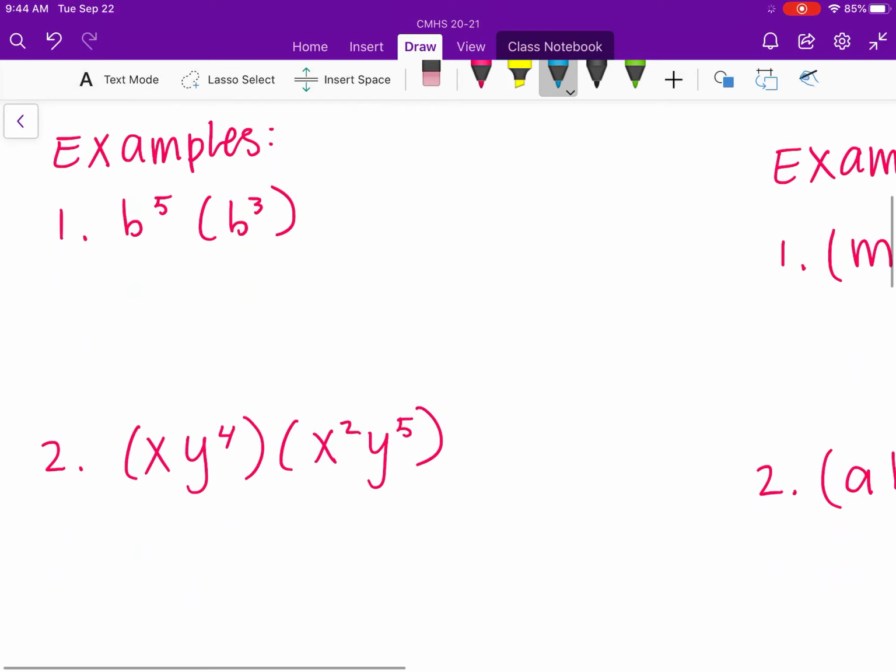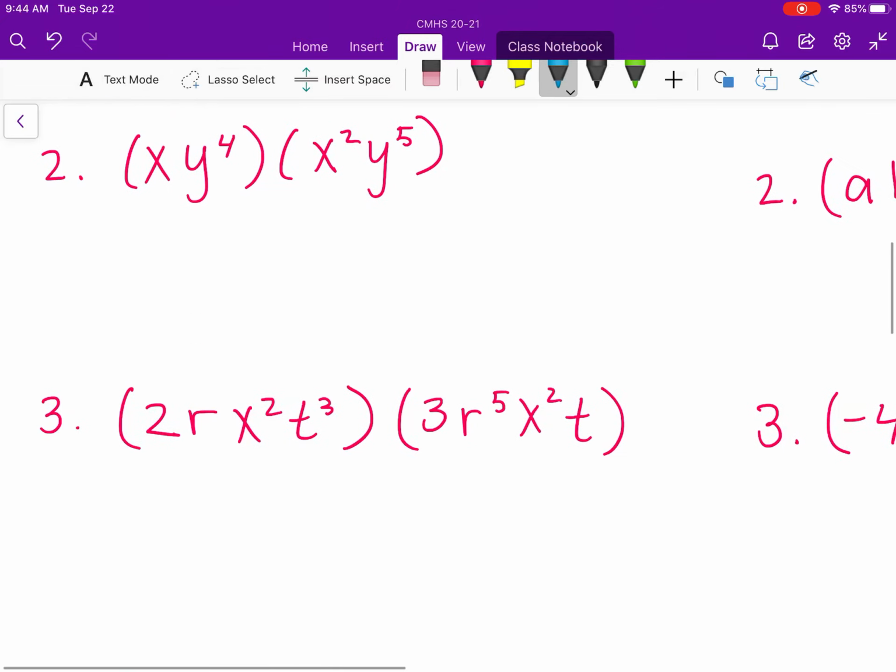So let's look at this example. We have b to the fifth and b to the third being multiplied together. We actually add them, remember? So 5 plus 3, which is 8. So that's our answer, b to the 8.